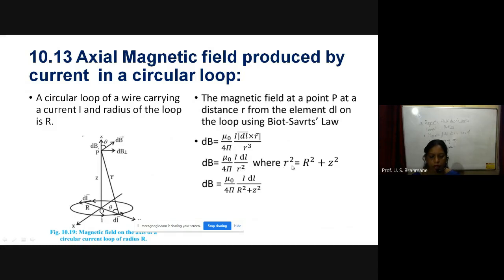Where r square, if you consider the right angle triangle, by Pythagoras theorem, r square is equal to capital R square plus z square. So this is P at the distance of r from this element. So this is as good as the hypotenuse. So r square is equal to z square plus R square. So dB is equal to mu 0 upon 4 pi I dl, and for r square you're going to substitute R square plus z square. So you may note down, children.